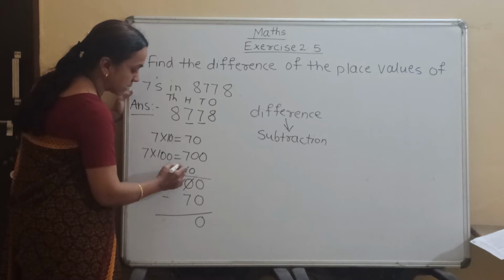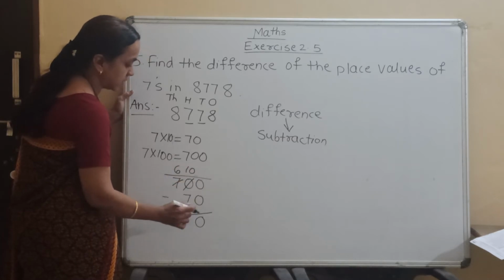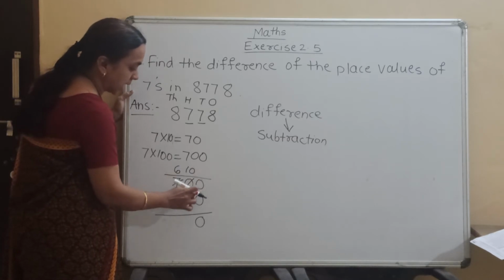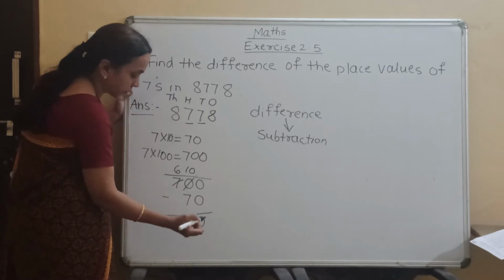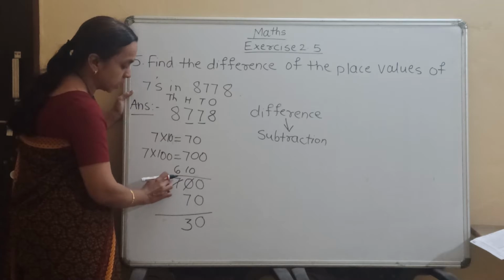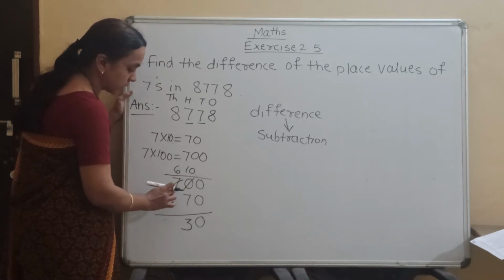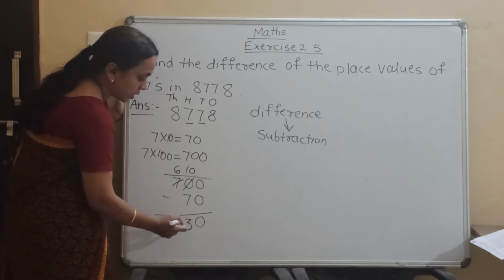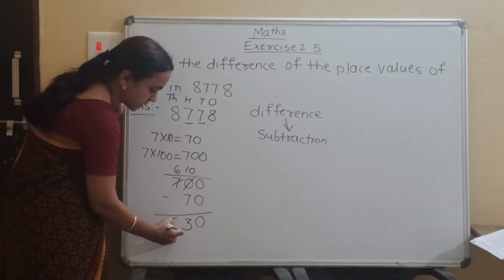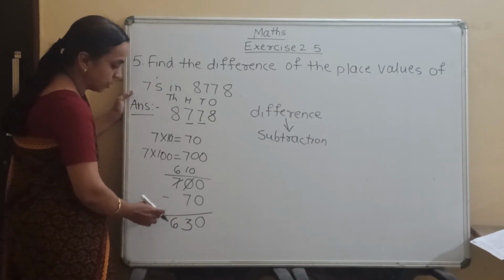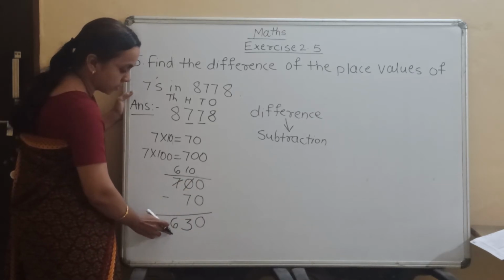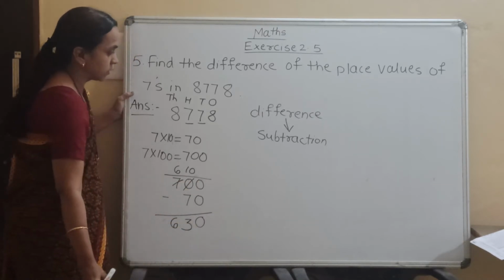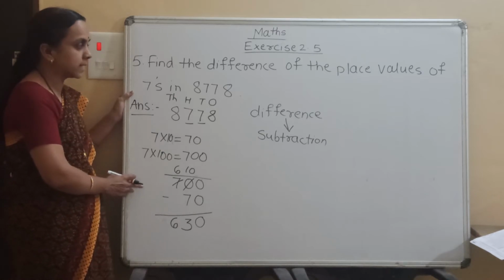And 7 minus 1, what will we write here? 6. Now do subtraction. 10 minus 7, how much? 3. Okay. So 7 minus 1, how much? 6. So 6 minus nothing, what will we write? We will write 6 as it is. So what is our answer? 700 minus 70 equal to 630. So everything you write down as it is.